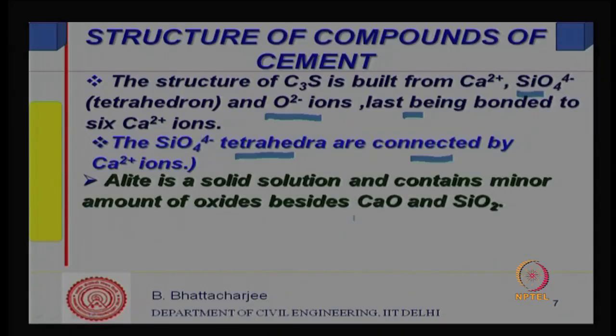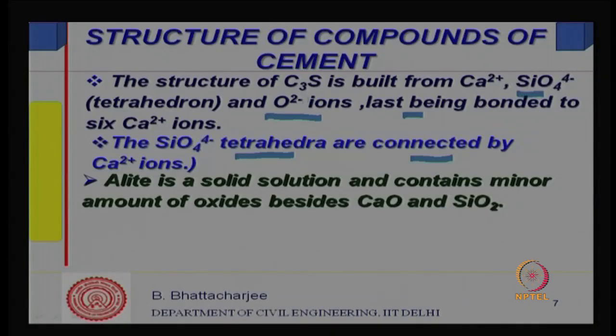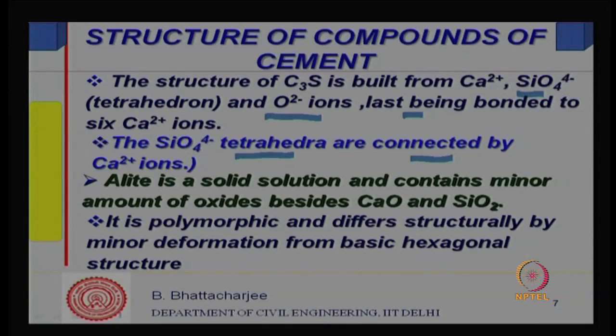C3S is also called, its mineralogical name is ALITE, which you have seen earlier. It is a solid solution. So, combining all this calcium, oxygen and SiO4 tetrahedra, it has also got some minor compounds like sodium oxide, potassium oxide, etc. Those minor compounds, magnesium oxides, they are there.